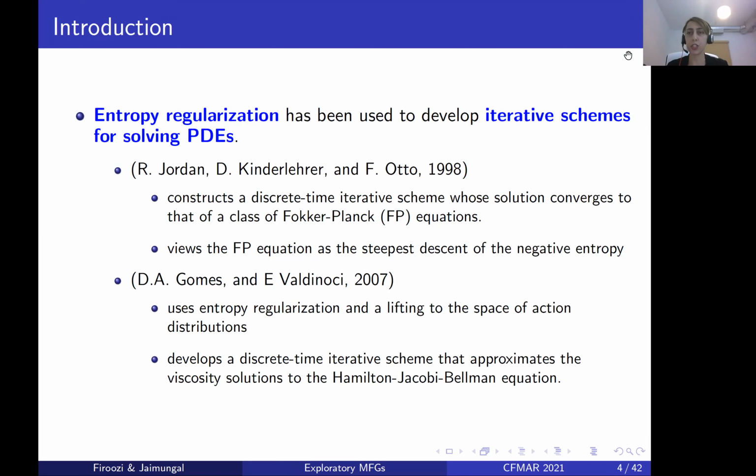Entropy regularization has proven a useful tool in different areas. For example, it has been used for developing iterative schemes for solving partial differential equations. Here you see two works listed. The first one constructs a discrete time iterative scheme for approximating the solutions of a class of Fokker-Planck equation. In fact, in this work, the Fokker-Planck equation is viewed as the steepest descent of the negative entropy. And in the second work, a discrete time iterative scheme is developed for approximating the solutions to the HJB equation.